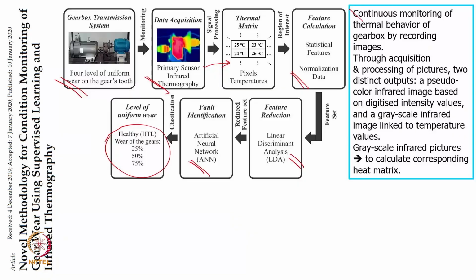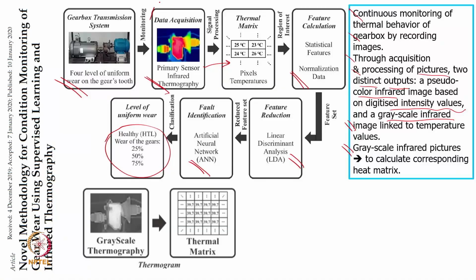What has been written here: continuous monitoring of thermal behavior of the gearbox by recording the thermal images, which they have done through acquisition and processing of the pictures. They get two outputs, the way we already have done in one of our lectures. They get a color infrared image based on the digitized intensity values, and they get a grayscale infrared image, which can really give a link to the temperature. This grayscale infrared image is related to the heat matrix. Again, it needs to be trained properly to get the right results overall.